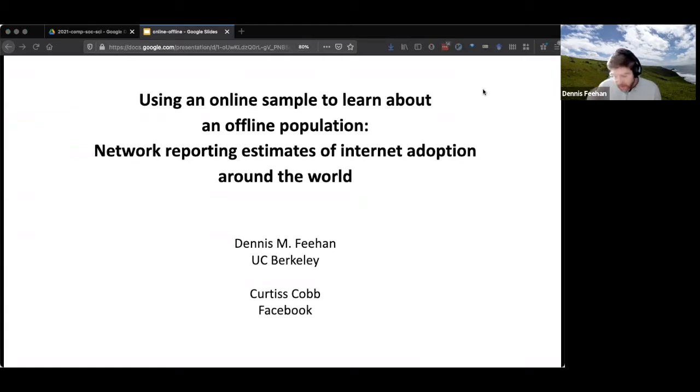And okay, so I'm going to be talking today about using an online sample to learn about an offline population. And this is a joint paper with Curtis Cobb, who's at Facebook.